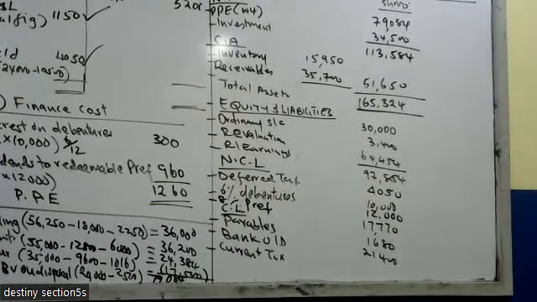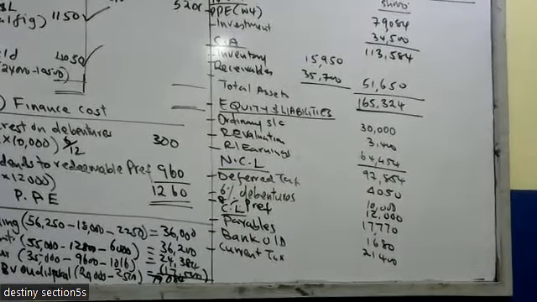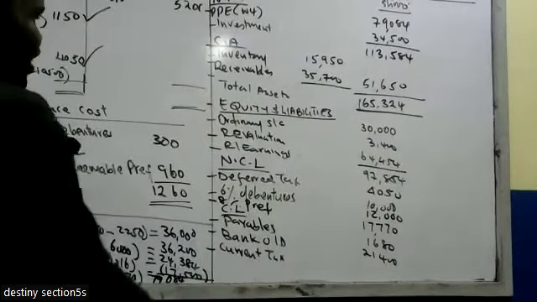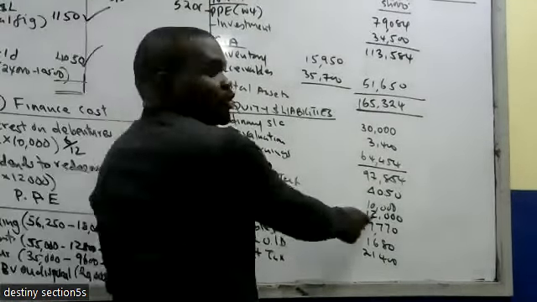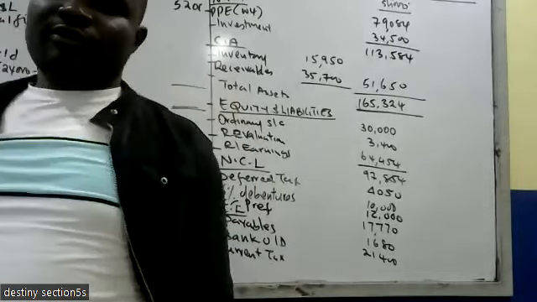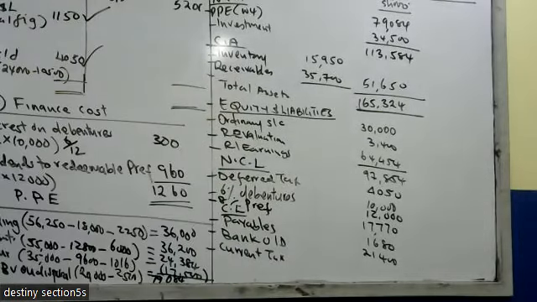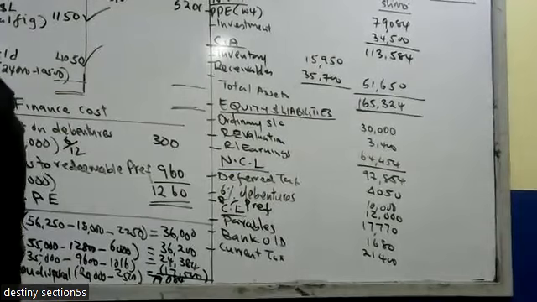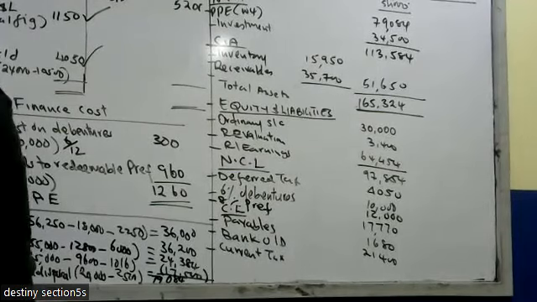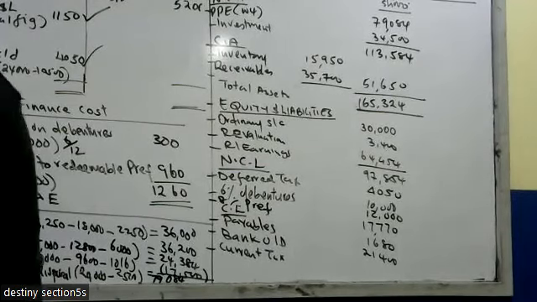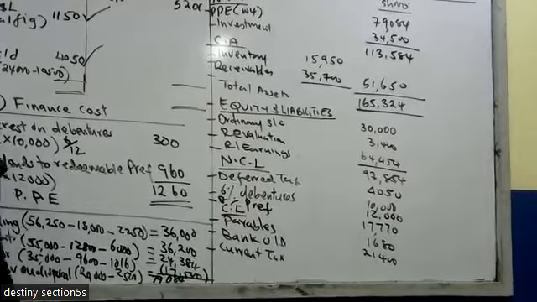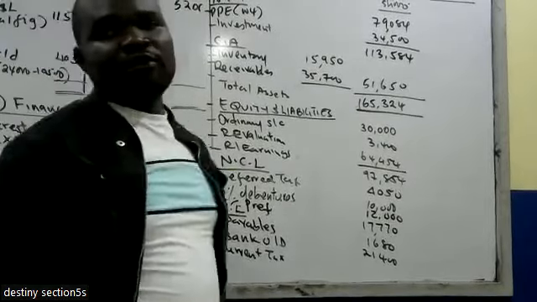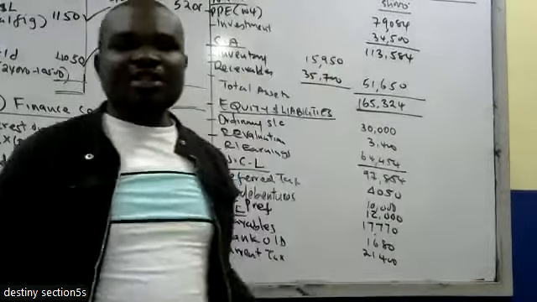12,480. Have you added the 12, the 8% preference? Olivia, have you added the 8% preference, the 12? Have you adjusted the 12? Have you added the 12? How much is the total?